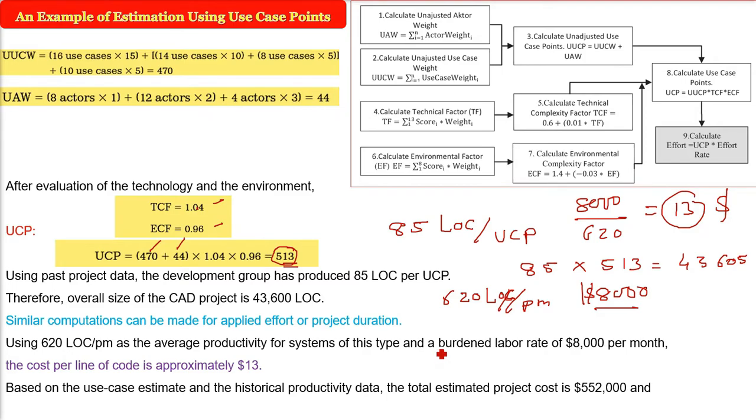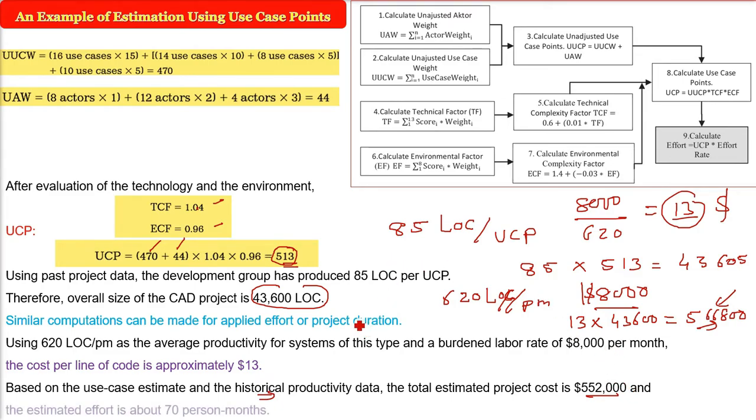Now, based on the user estimate, use case estimate and the historical productivity data, what will the total projected cost be? 13 is the cost per line of code, and we have 43,600 lines. So multiply 13 into 43,600. What do you get? 556,800. Now we have the historical data also, so you can combine them and average them. So you will get 552,000. Even if you want to keep 566,800, it's good. It's similar to that value only. The difference is not that much.